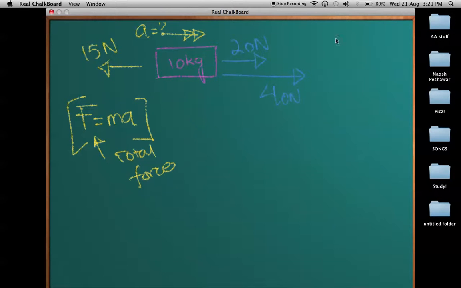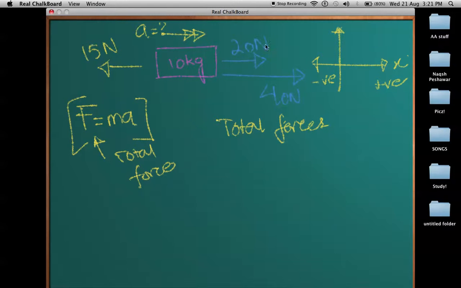Now let's see. We'll have to make an arbitrary axis here. Let's say this right hand side on the x-axis, since all the forces are purely horizontal, the right hand side on the x-axis says positive and the left hand side says negative. Now simply add up all of the forces to find the total force.